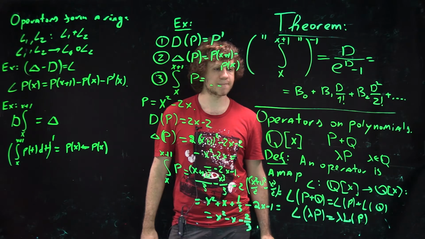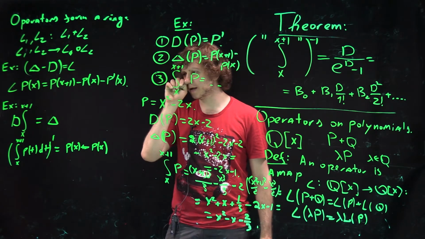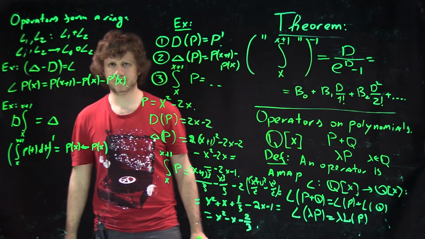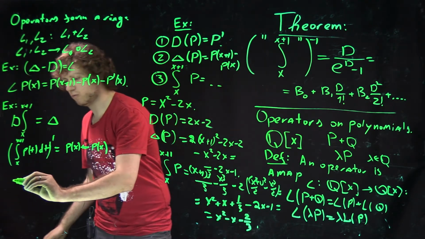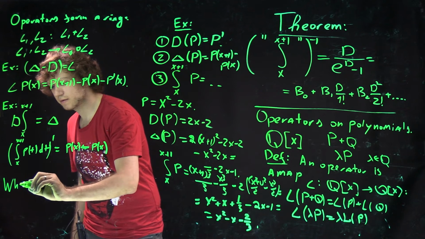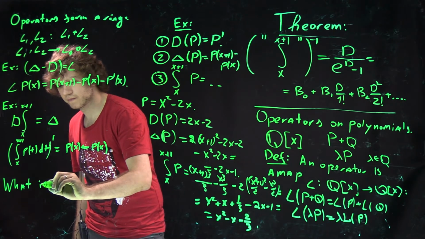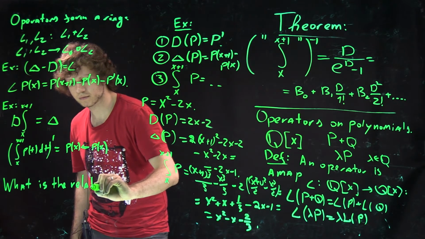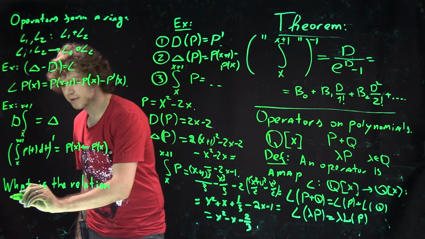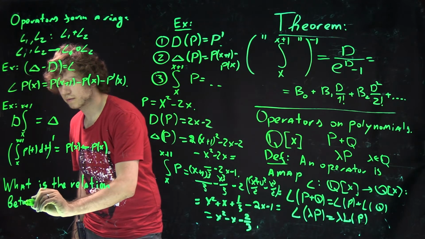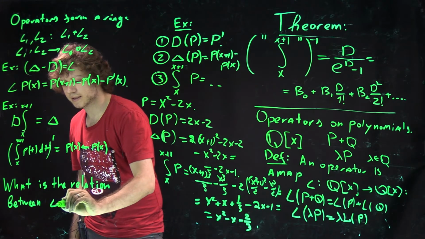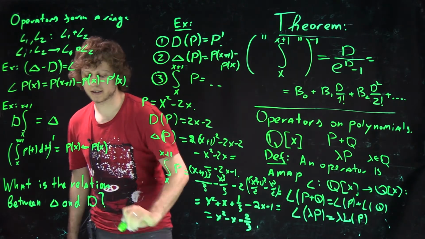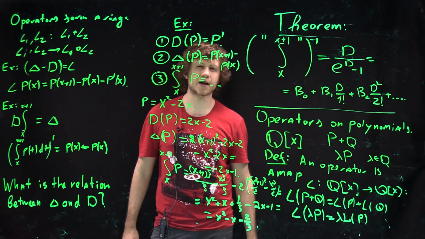Okay. So now, let me ask the following thing. What is the relation between delta and d? Can one write one of them in terms of another?